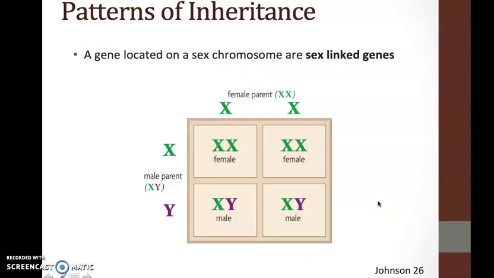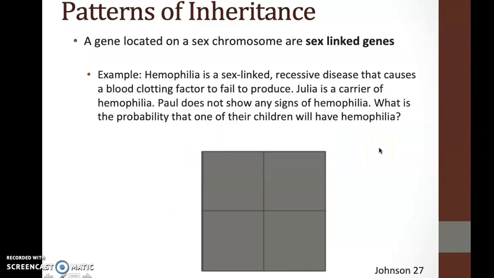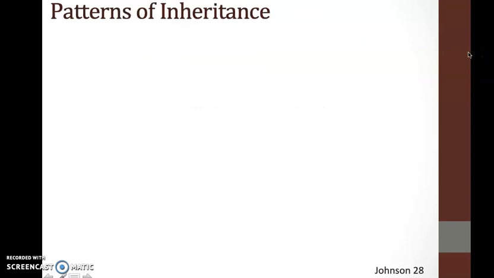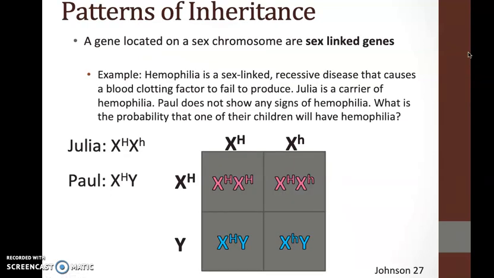Sex-linked traits are just traits found on the sex chromosome. An example of something that is sex-linked is hemophilia. There's your example, and I'm not going to go through any of this. If you'd like, you can look at this briefly and try to explain it to yourself, but I don't have the time to do this.